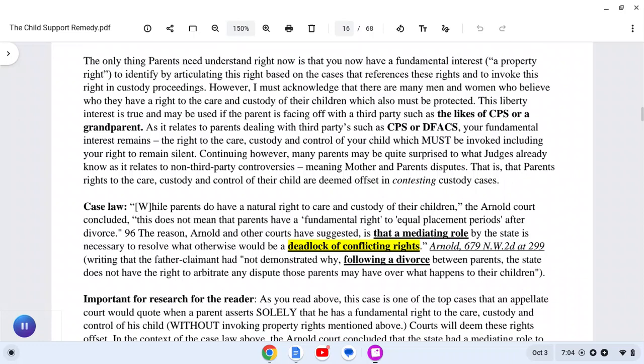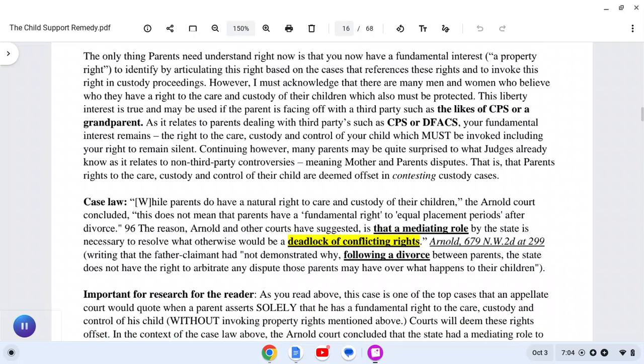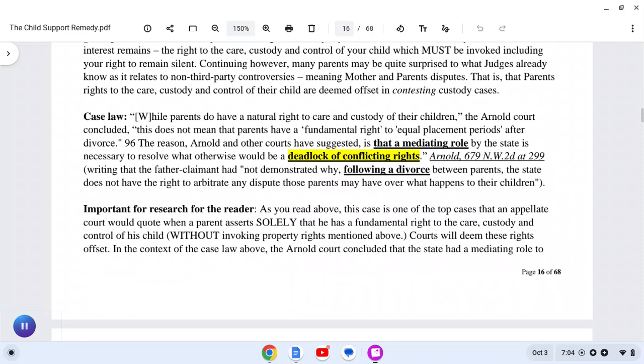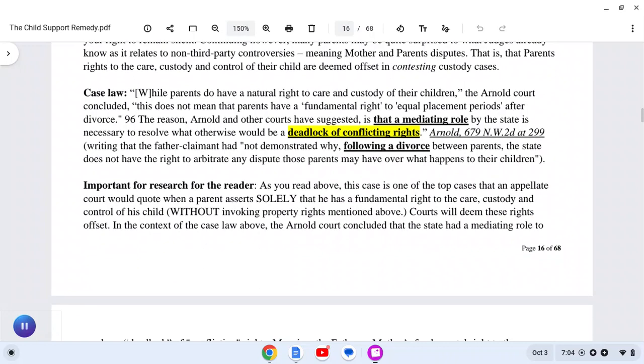Continuing, however, many parents may be quite surprised by what judges already know as it relates to non-third party controversies, meaning mother and father disputes. That is, the parents' rights to care, custody, and control of their child are deemed offset in contesting custody issues. Didn't know that. Case law.